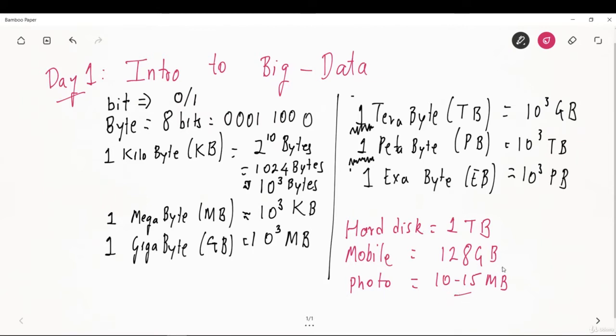So this is the typical size of the things that we use daily, a hard disk or a mobile device or a photo and so on. Let's go ahead.